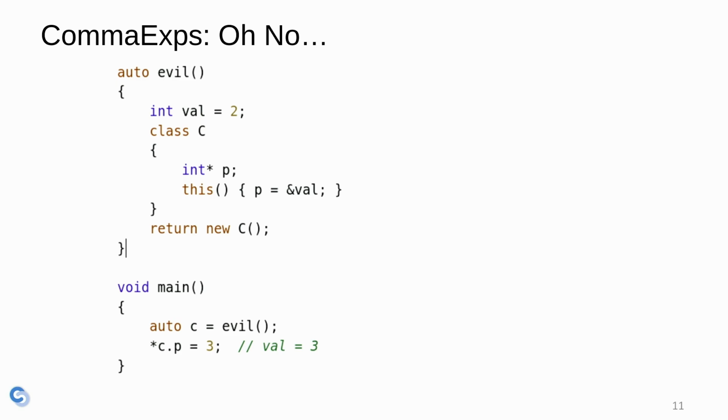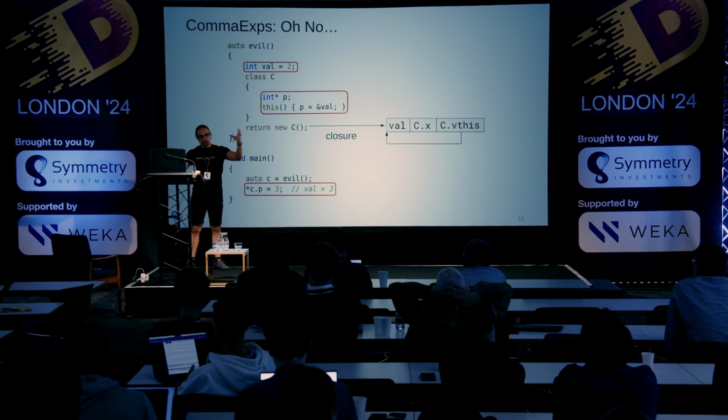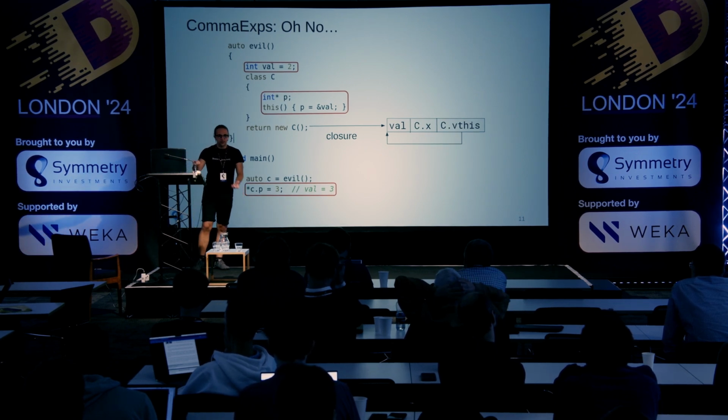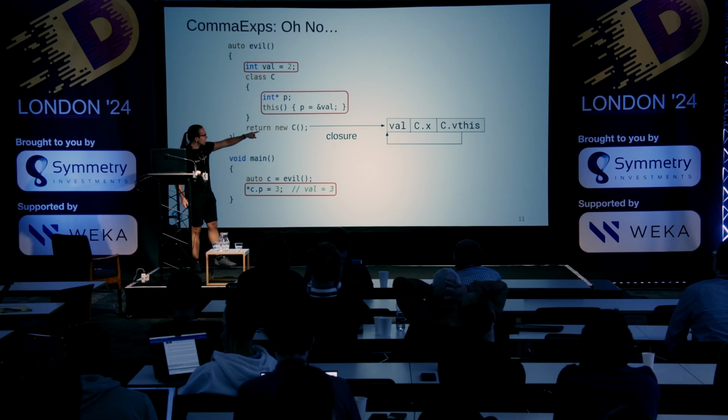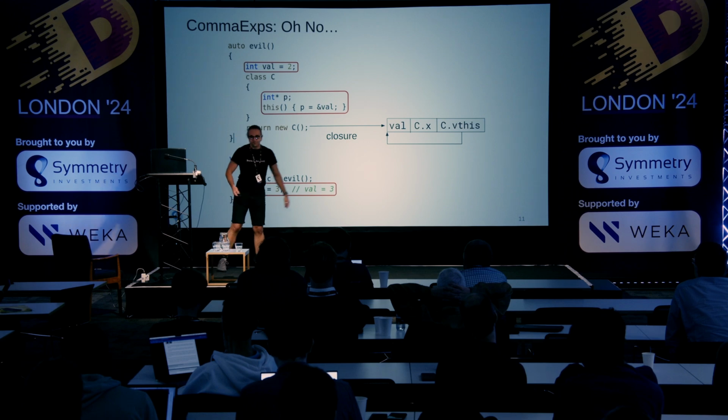So the way this thing is handled is via what's called context pointers. Specifically, when the new C is returned, the whole stack frame of its scope is copied onto the heap together with the C object, so that the value of val is preserved within that stack frame. I said the whole stack, sorry, the whole stack frame of evil, that's what's copied. Okay, and C gets another hidden field called vthis. This is the context pointer that just points to the beginning of this stack frame that's saved on the heap in order for us to be able to access val.